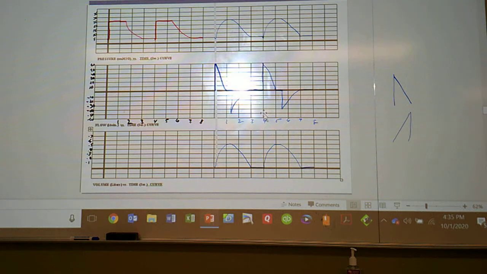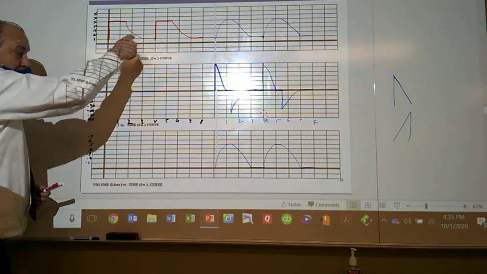You just need to make sure, if it says patient trigger, then on your test you have to give me some indication that there's a patient trigger. It doesn't have to be a big dip, but there should be something there. And if you want, you can circle it and say patient trigger.